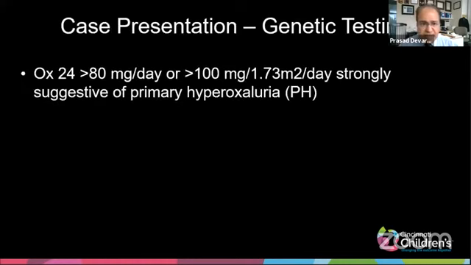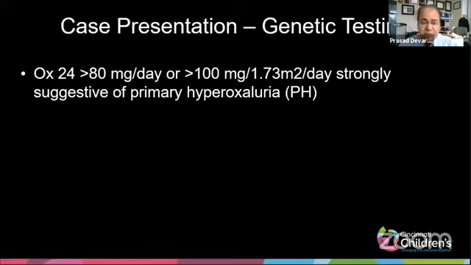We then did the genetic testing. And the trigger for genetic testing is any oxalate in the 24-hour urine that is greater than 80 milligrams per day or greater than 100 milligrams per 1.73 meters square per day. So typically oxalate in the urine should be less than 40 milligrams a day.